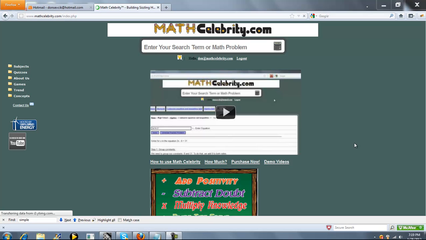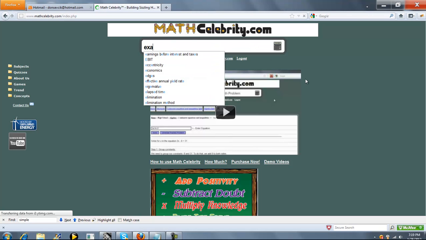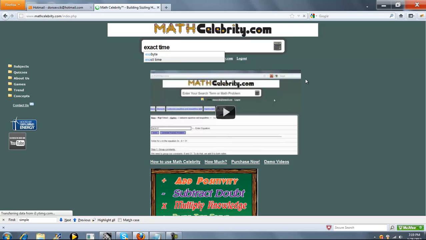This is the equated time, exact time, Macaulay duration, and volatility calculator for mathcelebrity.com. There's a few ways you can get there. You can type exact time, you can type equated time, you can type volatility, or you can type Macaulay duration.